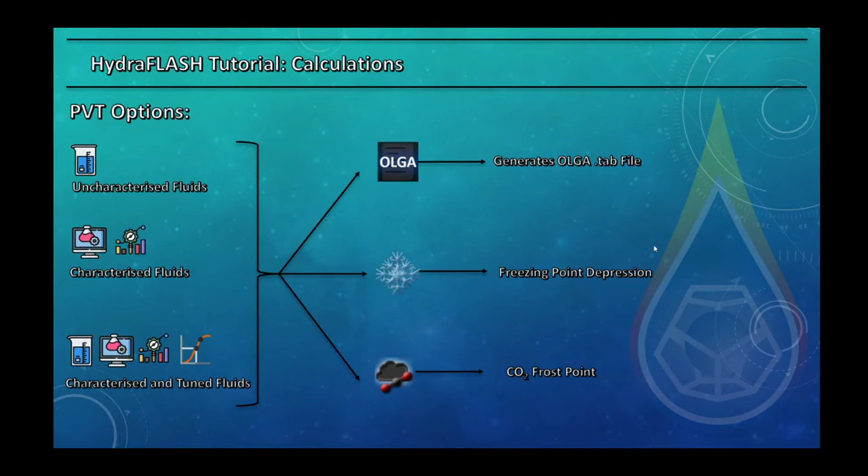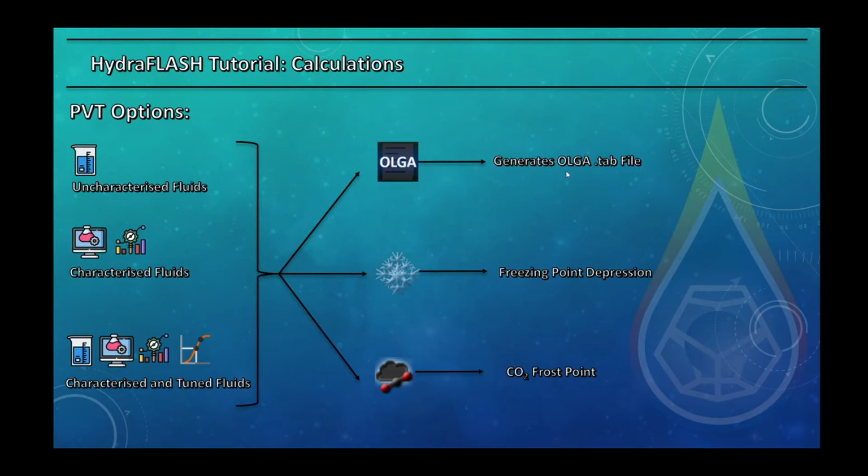We also have other PVT options in HydraFLASH, and there are three different modules: the Olga tab file, freezing point depression predictions, and CO2 frost point. Again, imagine that you have created a fluid, characterized it, and tuned it. Then you can use that fluid in performing any of these calculations.